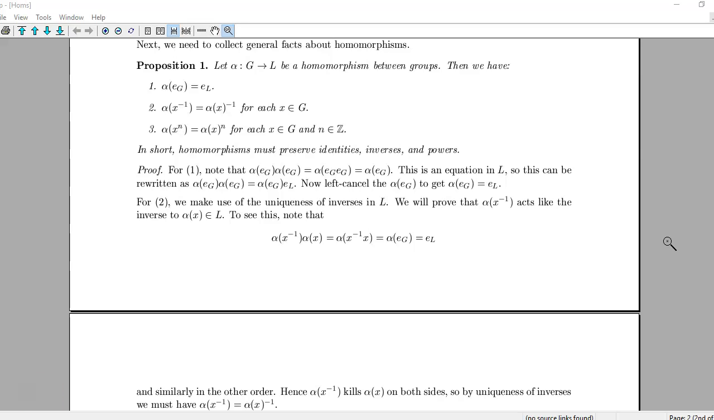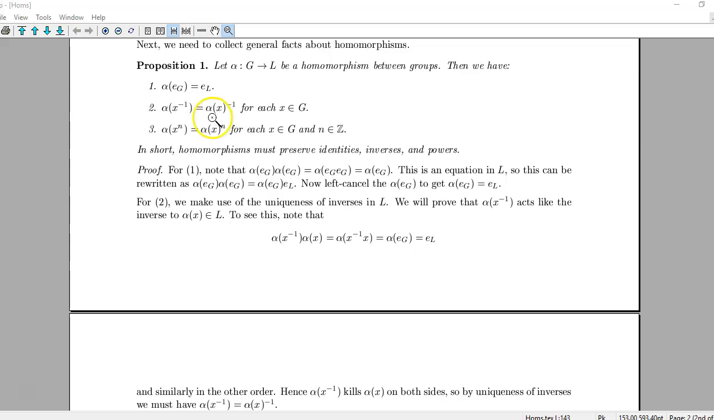Okay, to wrap this up, we need to collect together general facts about any homomorphism between two groups. So the three things that you really need to know are laid out in Proposition 1 here. So let alpha from G to L be a homomorphism between groups. Then three things are true. First of all, alpha must send the identity of G to the identity of L. There's no choice. Secondly, alpha must send x inverse to the inverse of alpha x.